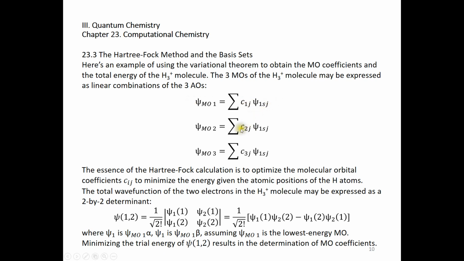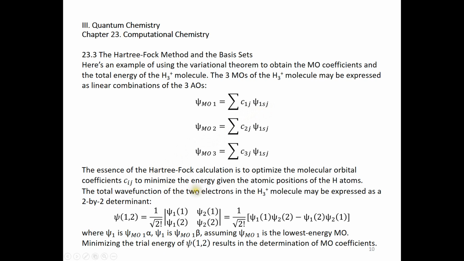We have C21, C22, C23 in this equation, and C31, C32, C33 in the third equation. So really, in the end, we actually use linear algebra to solve these equations to optimize those molecular orbital coefficients, the values of those C's. C_ij is the molecular orbital coefficient, where this i is the label of the ith equation, and this J is the label for the 1s orbital here.